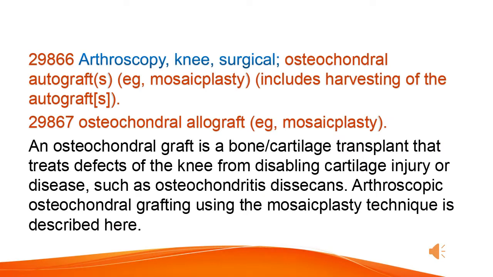Arthroscopy, knee, surgical, osteochondral autograft, e.g., mosaicplasty, includes harvesting of the autograft. Osteochondral allograft, e.g., mosaicplasty. An osteochondral graft is a bone/cartilage transplant that treats defects of the knee from disabling cartilage injury or disease, such as osteochondritis dissecans. Arthroscopic osteochondral grafting using the mosaicplasty technique is described here.